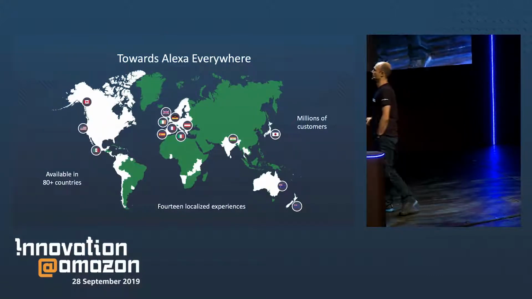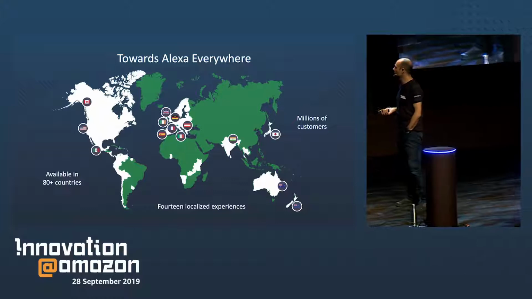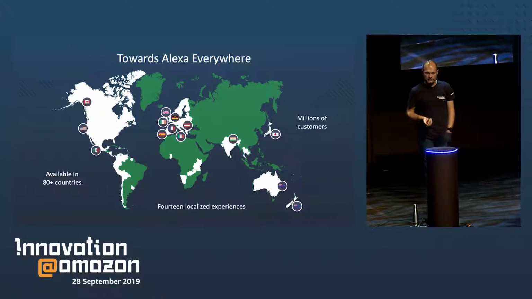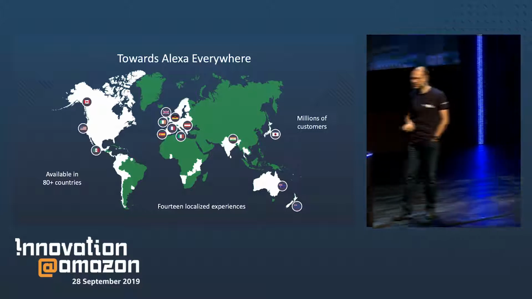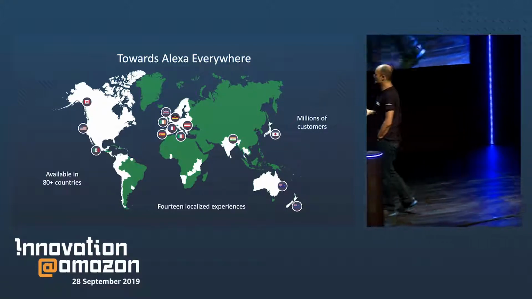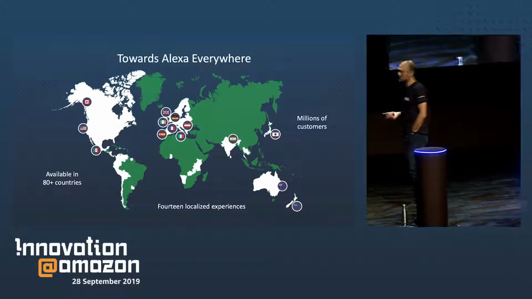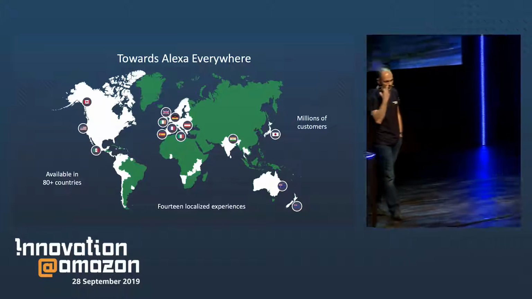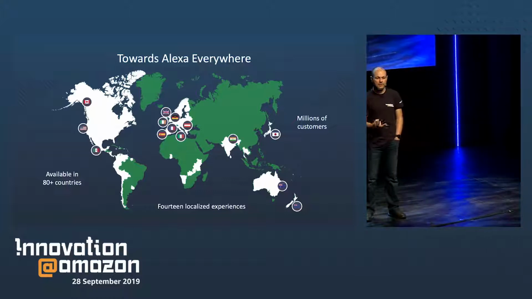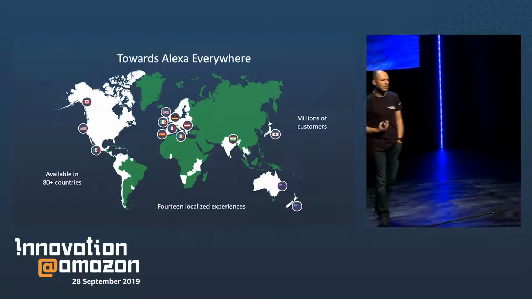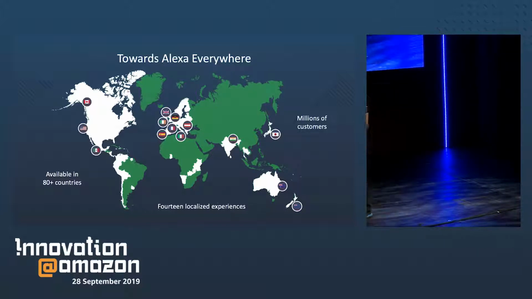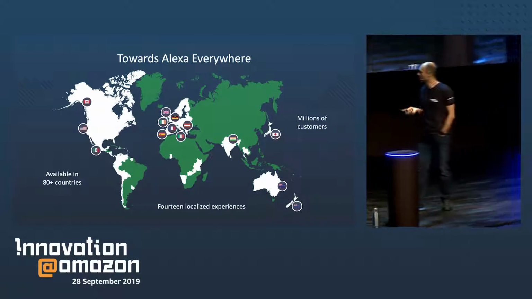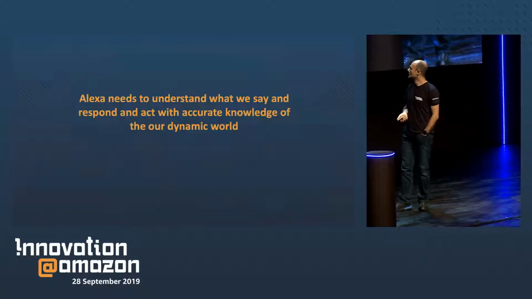And Alexa is today a global system, so it's available in more than 80 countries. We have more than 14 localized experiences for Alexa. So in order to actually scale to this many users and this many languages, you have to be able to utilize a lot of the advancements in machine learning, deep learning, and AI. And it's predominantly the kind of systems that we develop in Cambridge.